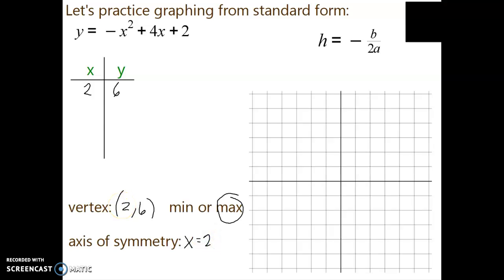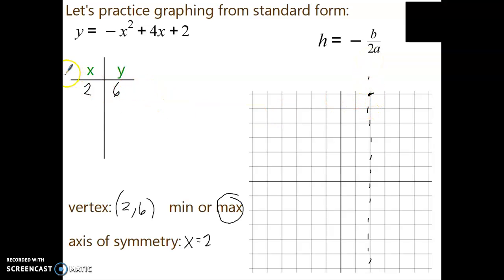Okay, so let's put that information on our graph. I've got the vertex at the point 2, 6, which is right here, and I have the axis of symmetry as a dotted line going directly through that point. Okay, so in order to graph the parabola, I'm going to need to do either 2 more points on this side or 2 more points on this side, and then use symmetry to figure out the other ones, because the axis of symmetry cuts the parabola right down the center in half.